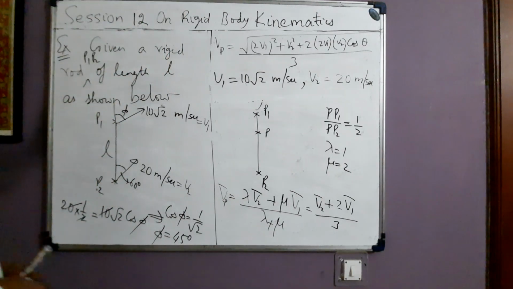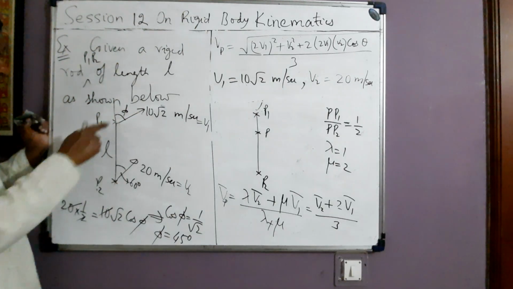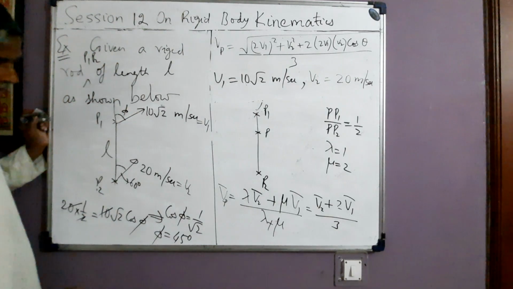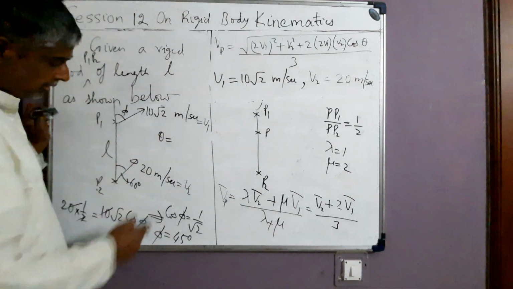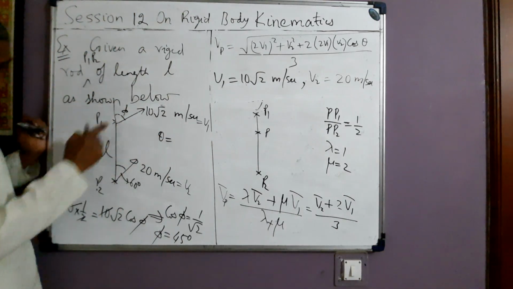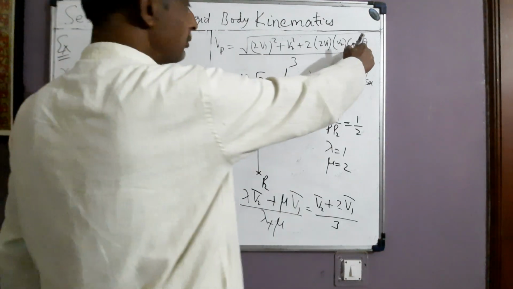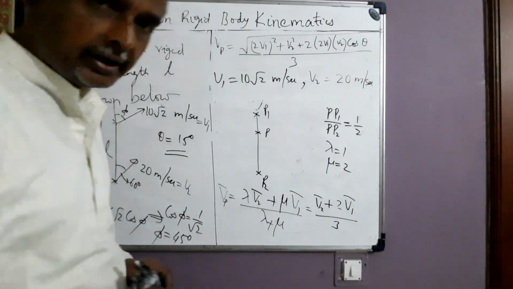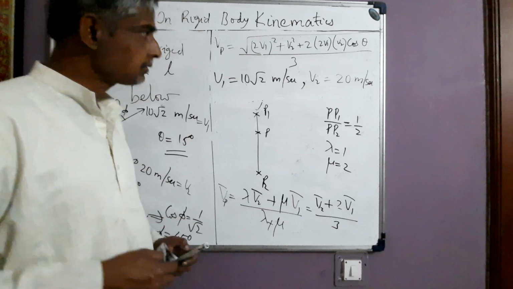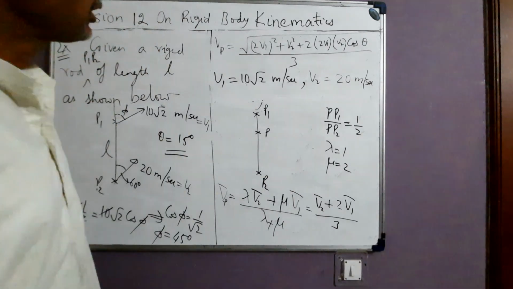Phi becomes 45 degree. Now what is theta going to be? Theta is the angle between V1 and V2. This is 45 degree, this is 60 degree. So theta by geometry will be 60 degree minus 45 degree, that is 15 degree. So here theta has to be replaced by 15 degree, and then we will obtain the required answer. So I write this one.